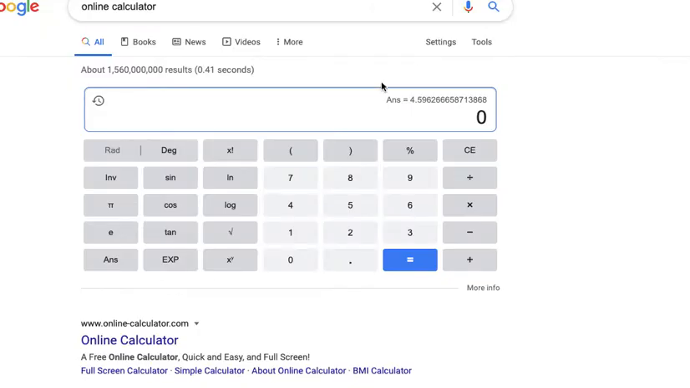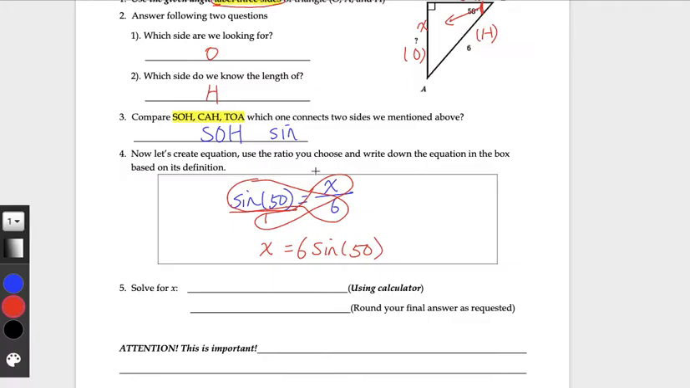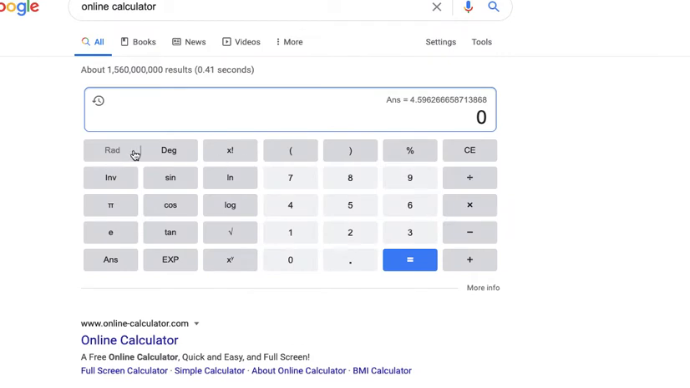But one thing I want to remind you, please always make sure the degree is not in gray. So this DEG stands for degree. This RAD stands for radian, which is something you are going to learn in the future. But since the unit for the angle here is degree, please make sure this one is in gray. That means degree is chosen.